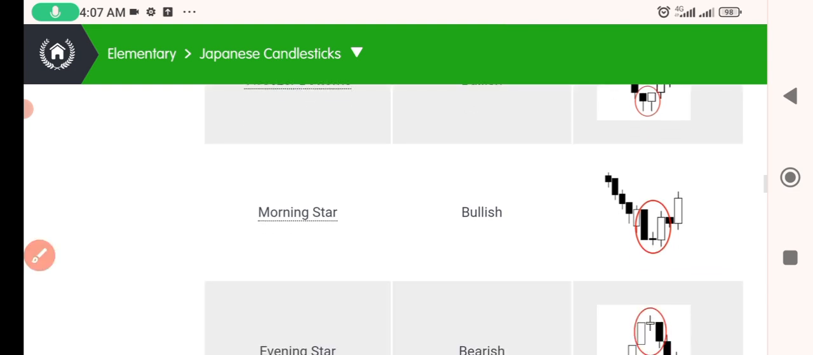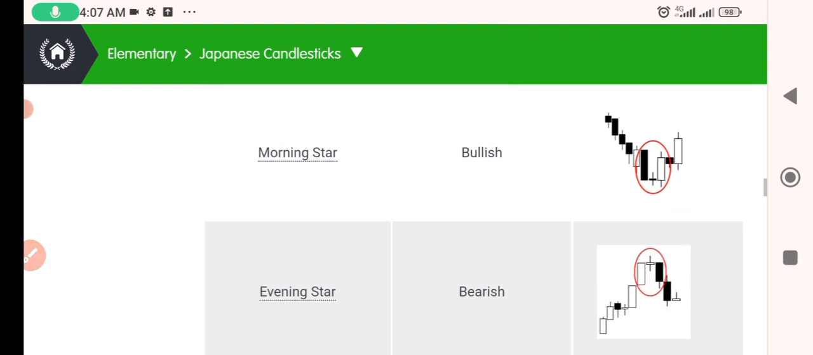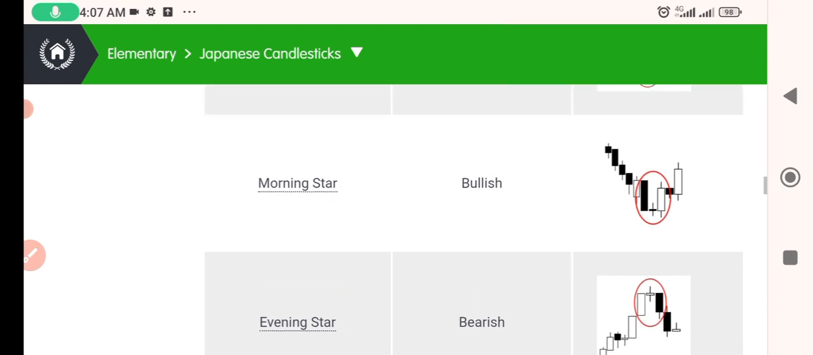And then we have our morning star formation, which is an example of a three candlestick pattern. What is this morning star formation all about? You can see something like a star in between. This star is more or less like a doji, which shows that there has been a bearish pressure, sellers are in control, and then suddenly they lost control.